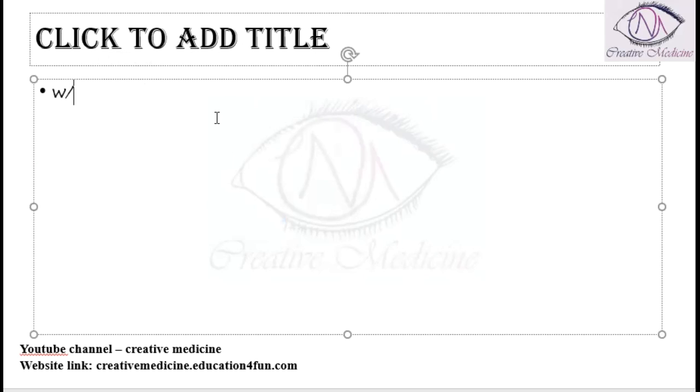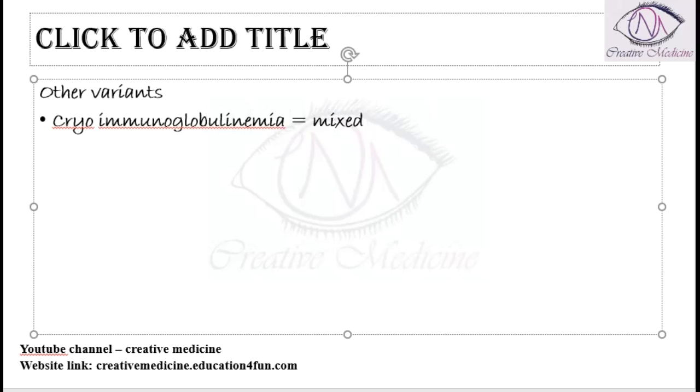It is also associated with other variants. Other variants of rapidly progressive glomerulonephritis include cryoglobulinemia. These cryoglobulinemias are of the mixed variety or the essential variety. Then we have lung cancer or lymphoma, which are associated with rapidly progressive glomerulonephritis.